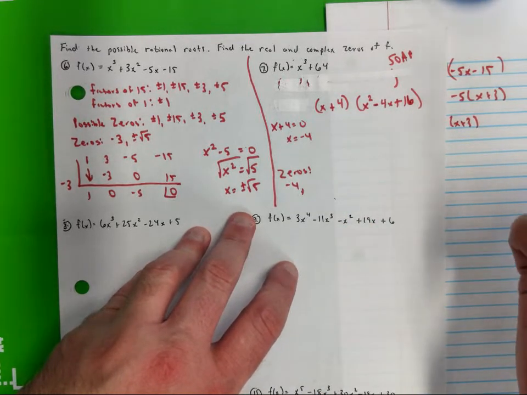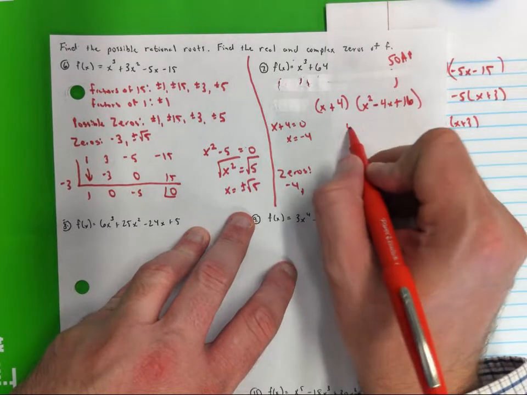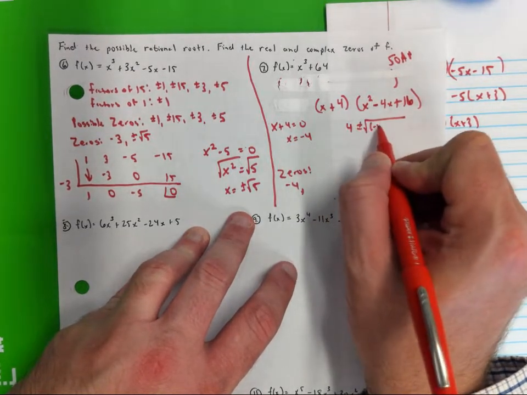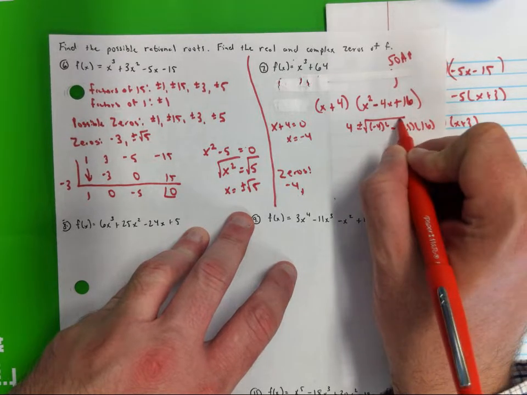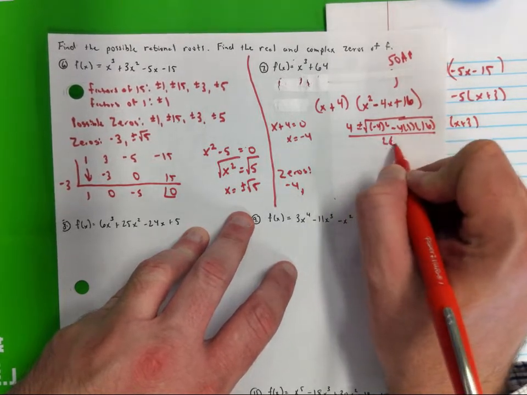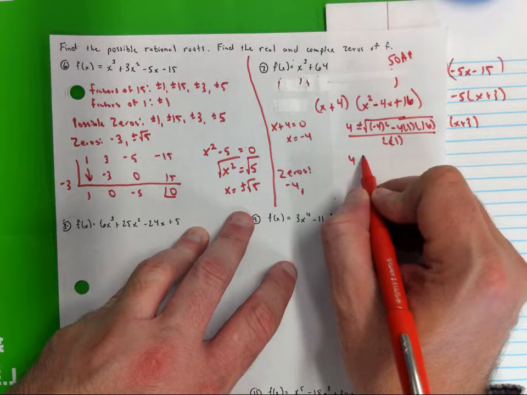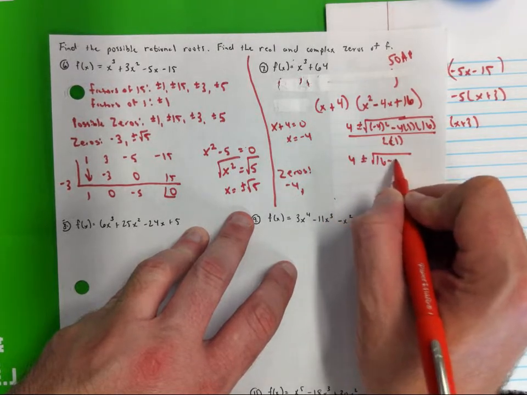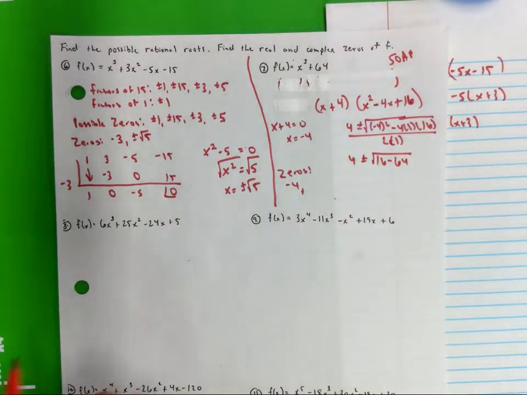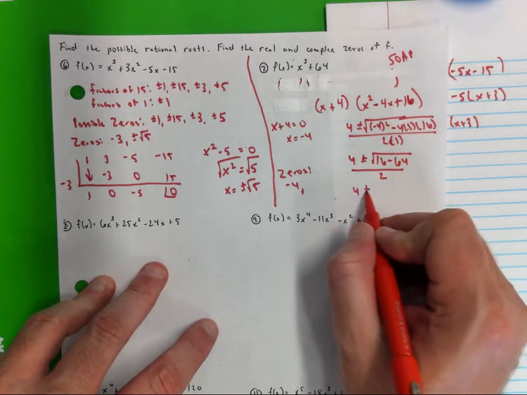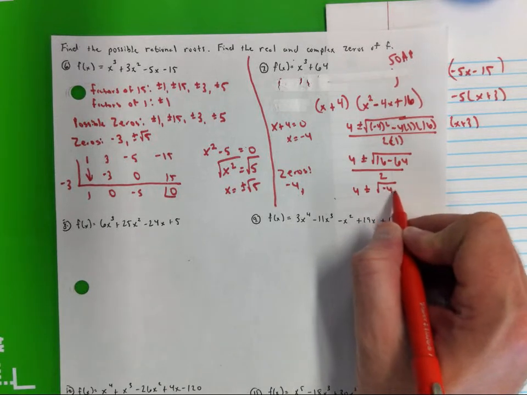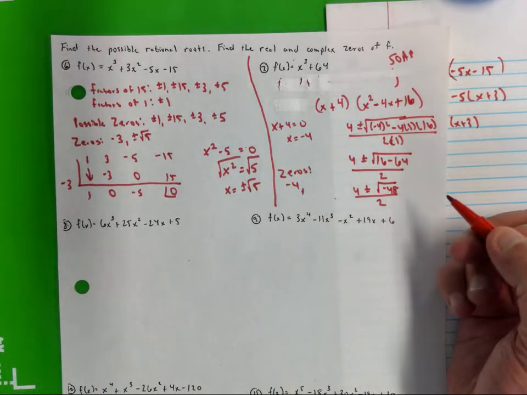But I can do the quadratic formula. Opposite of b, 4 plus or minus the square root of negative 4 squared minus 4 times 1 times 16, all over 2 times 1. 4 plus or minus the square root of 16 minus 64, all over 2. 4 plus or minus square root of negative 48 over 2. So we know we have some complex here.